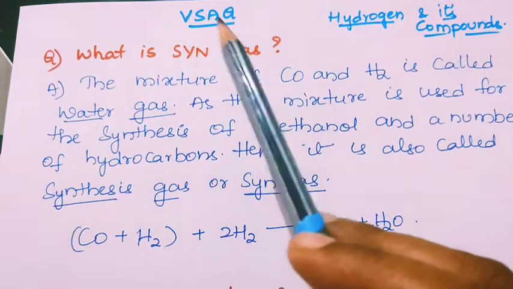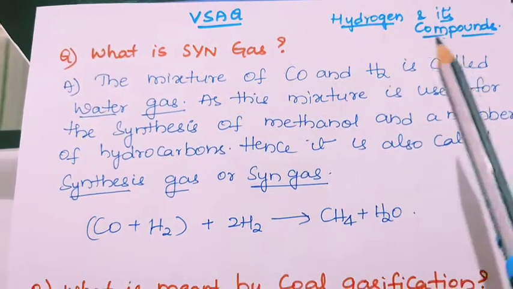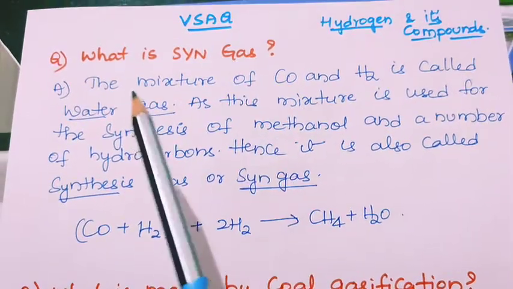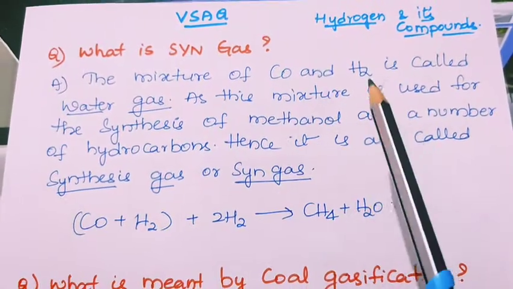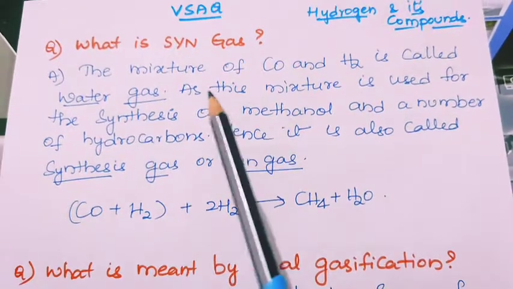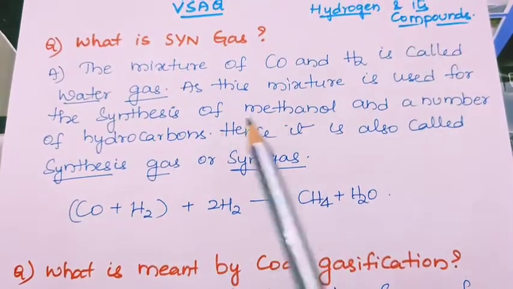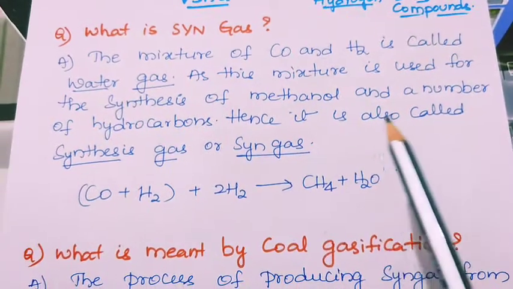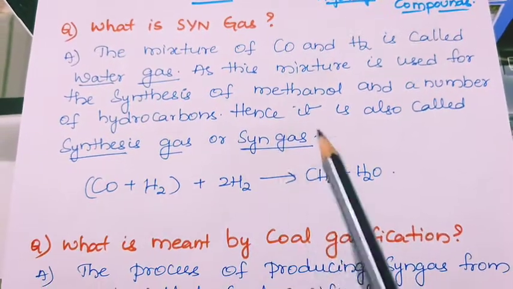Next, very short answer questions from the lesson, hydrogen and its compounds. So first one, what is syngas? The mixture of carbon monoxide and hydrogen is called water gas, as this mixture is used for the synthesis of methanol and a number of hydrocarbons. Hence it is also called as synthesis gas or syngas.